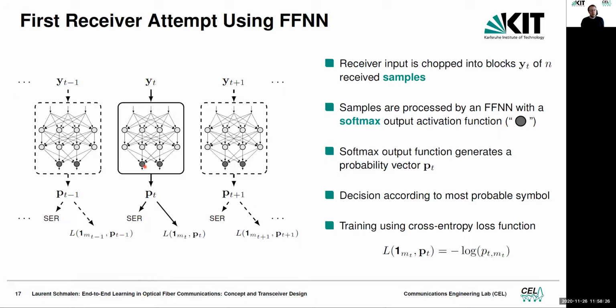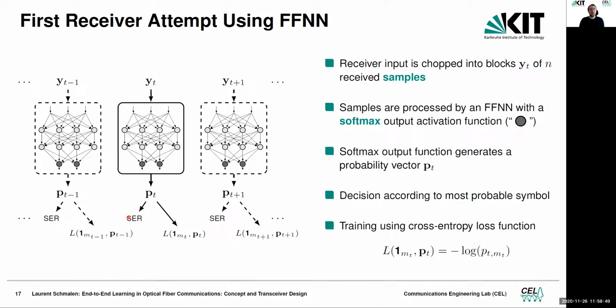It's a layer that essentially generates a probability vector. So at the output, we get a vector containing the probabilities that our message is symbol 1, symbol 2, up to symbol capital M. And to calculate the symbol error rate, or do the inference finally, we just pick the symbol that has the highest probability and assume this was the transmit symbol.